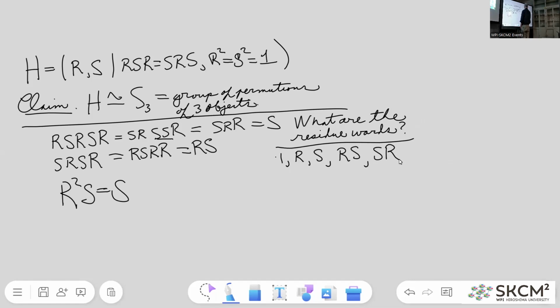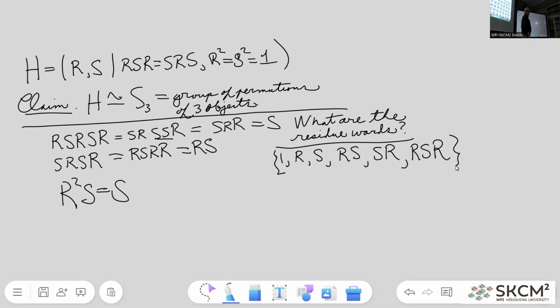What am I missing? RSR. Right? But any longer word, if you started a word RS and you put an R in it, it will collapse. RSR is SRS. Unless it was just 3. RSR, of course, is equal to SRS. SR, and then you put an S there, it'll turn into RSR. So there are 6 elements. This is it. These are all the possible reduced words in the group. That's all there is.